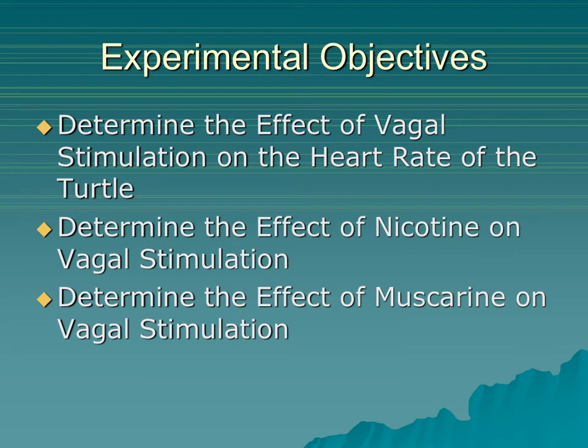Okay, let's look at the experimental objectives then. The first experimental objective we want to deal with is to determine the effect of vagal stimulation on the heart rate of the turtle. The second one is that we want to determine the effect of nicotine on vagal stimulation. And the third is that we want to determine the effect of muscarine on vagal stimulation.